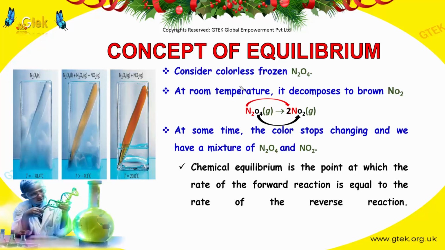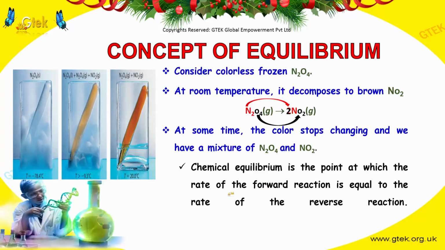Now I am looking into the concept of equilibrium further. I took N2O4, a colorless frozen N2O4. At room temperature it decomposed to brown NO2, nitrogen dioxide. It became brown. At some time the color stops changing and we have a mixture of N2O4 and NO2 equally.